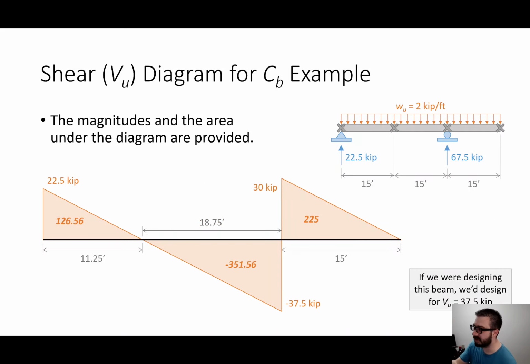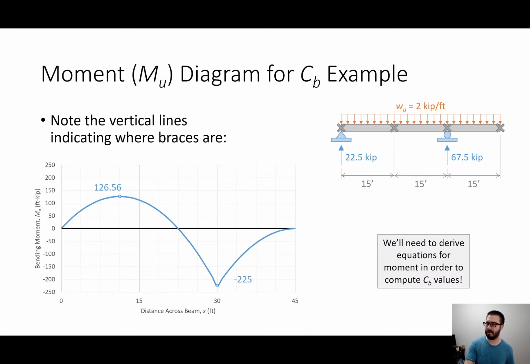So here's the shear diagram, and you can see here's what would happen. We would go up, go down, go up, go back down. So we can see where the shear diagram is coming from. I've integrated the shear diagram and then gone to plotting the moment diagram.